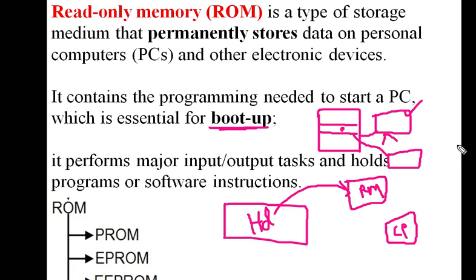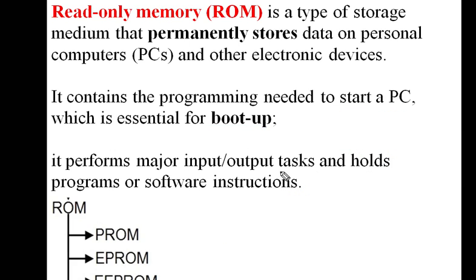Now it performs a major input and output task and holds the program or software instructions. Because it will store permanently, it performs the input output task and holds the programs or software instructions. And in ROM, there are 3 types: PROM, EPROM and EEPROM. So what kind of memory is PROM? Let's see.